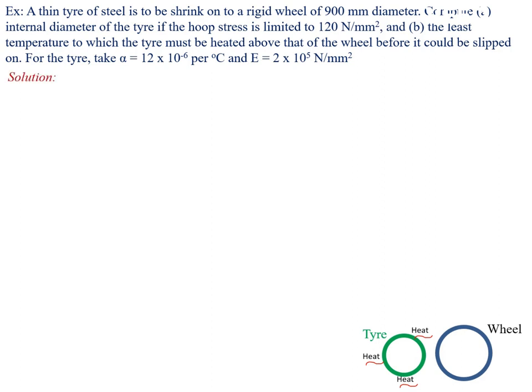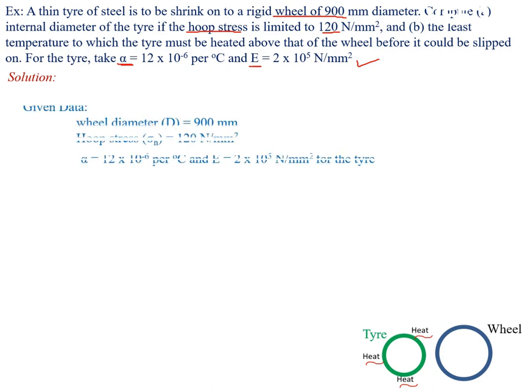First we have to note down the given data. In the given data, the wheel diameter is given as 900 mm, so let us consider it capital D. Also the hoop stress value is given, let us consider sigma h equal to 120 Newton per mm square. And also the coefficient of thermal expansion and Young's modulus for the tire material, that is the steel, are given.